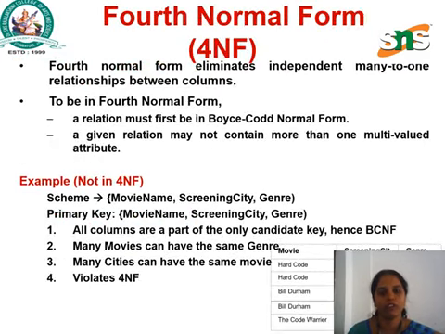Now, fourth normal form. Fourth normal form eliminates independent many-to-many relationships between columns. To be in fourth normal form, a relation must first be in Boyce-Codd normal form. A given relation may not contain more than one multi-valued attribute. Here the primary key is movie name, screen, city and genre. All columns are part of the only candidate key, hence BCNF. Many movies can have the same genre. Many cities can have the same movie. This violates fourth normal form.